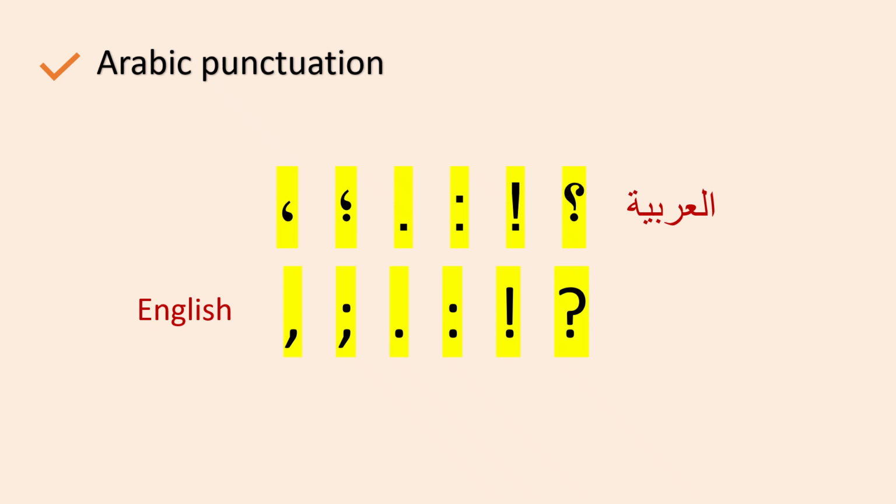Arabic punctuation. The Arabic punctuation is very similar to the English, but sometimes the form is different. As you can see here, the question marks, in English, the opening is to the left, but here in Arabic it is flipped to the other side. Also here the comma, as you can see, it is flipped vertically. In Arabic, the tail is at the top, and in English, it's going down to the bottom.